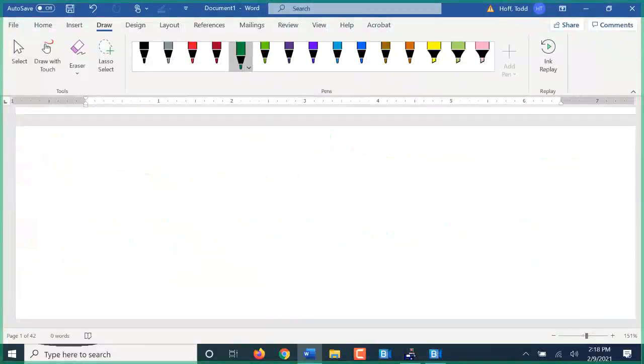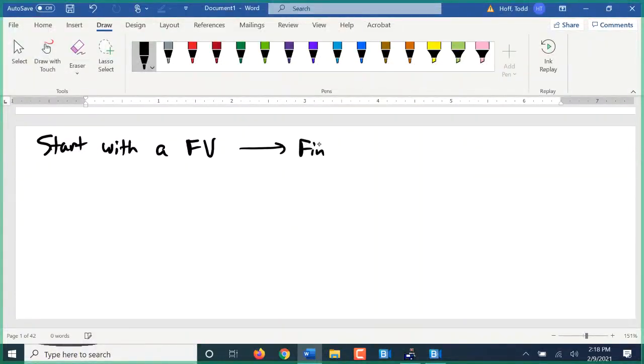Okay, so now we're going to go totally the other direction. Here, we're going to start with a future value, and we're going to find those regular payments.